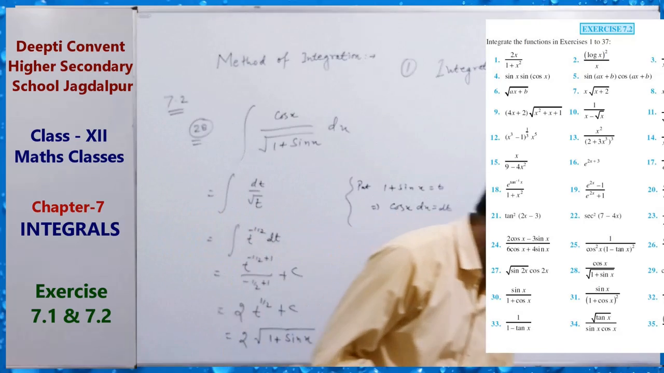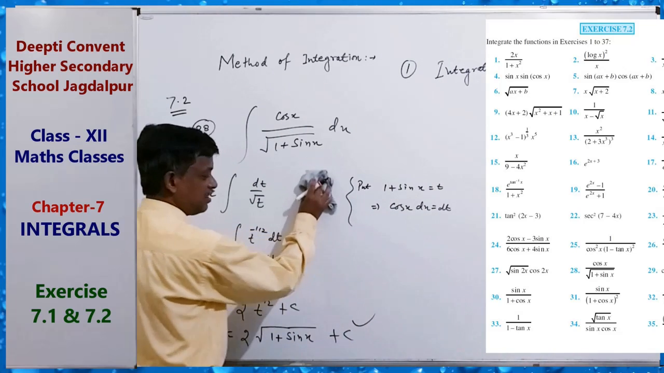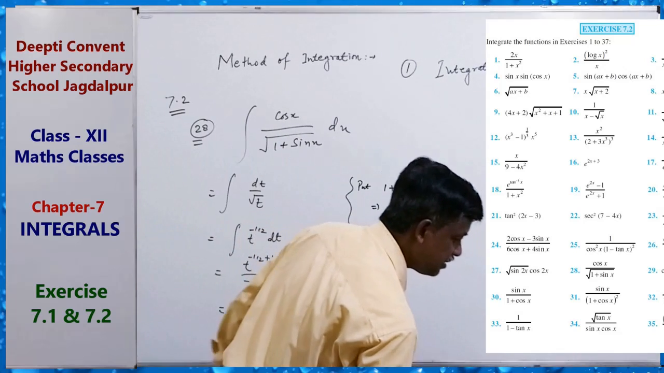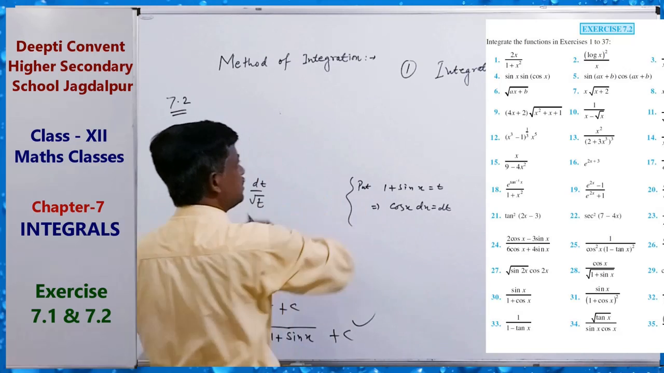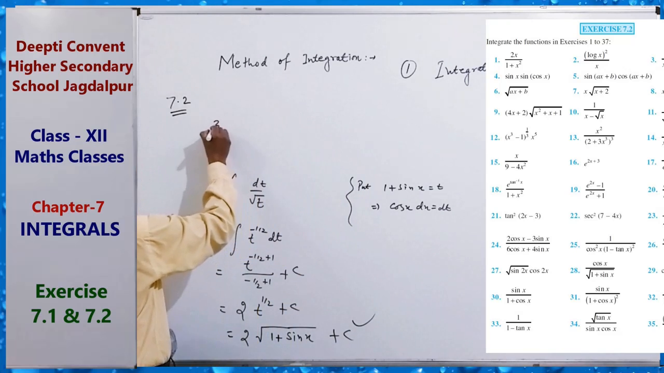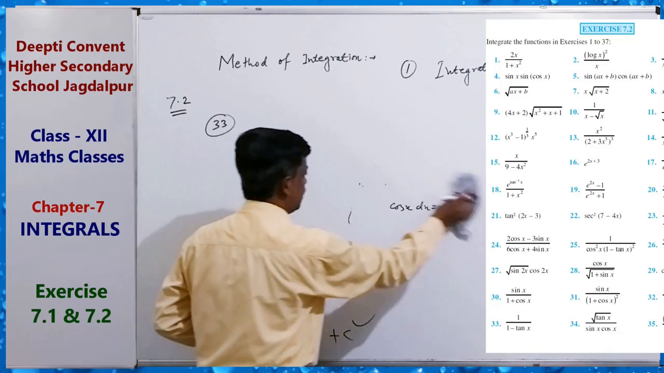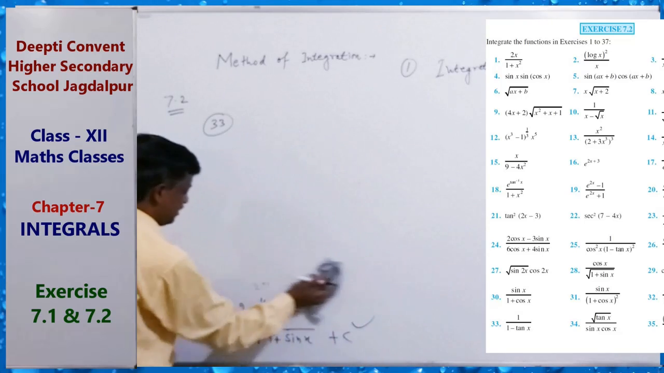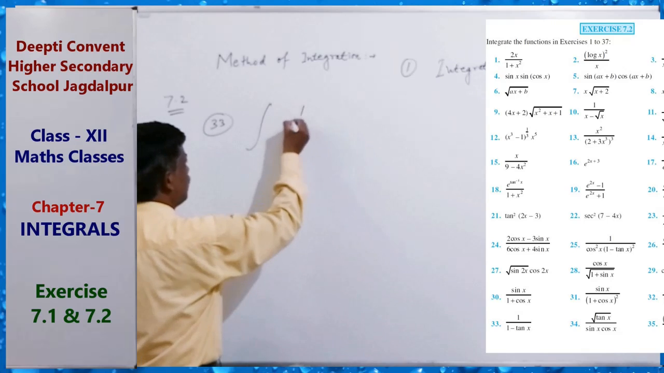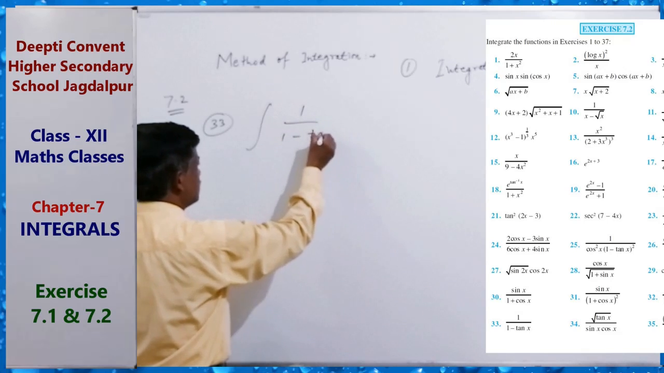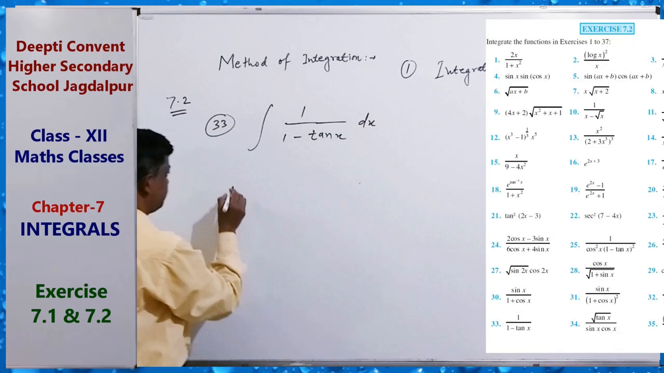Now take the question 1 upon 1 minus tan x, that is question 33. You can see question 33 of exercise 7.2. How can we solve it? Integration of 1 upon 1 minus tan x dx.